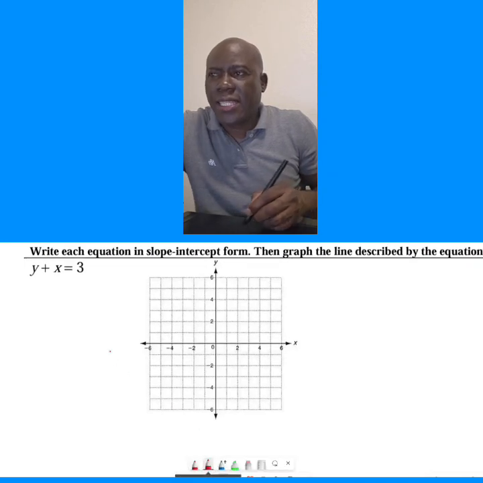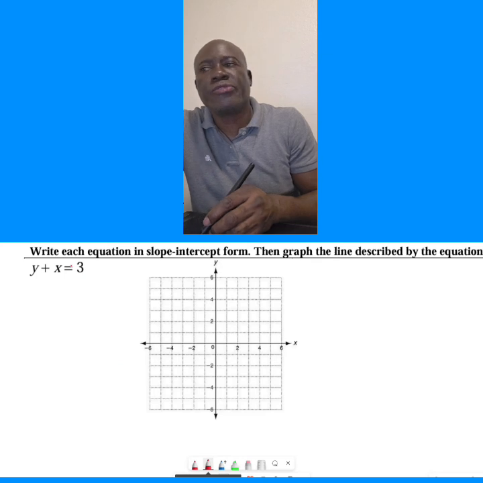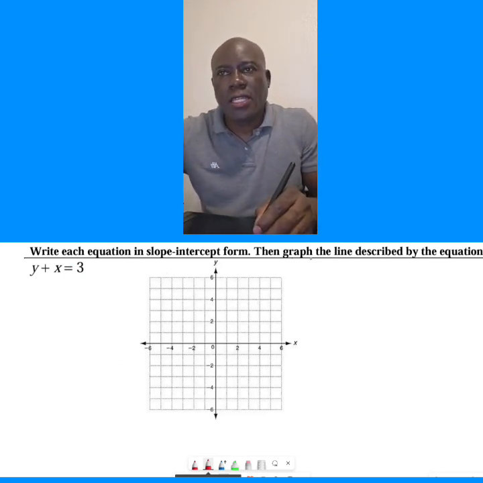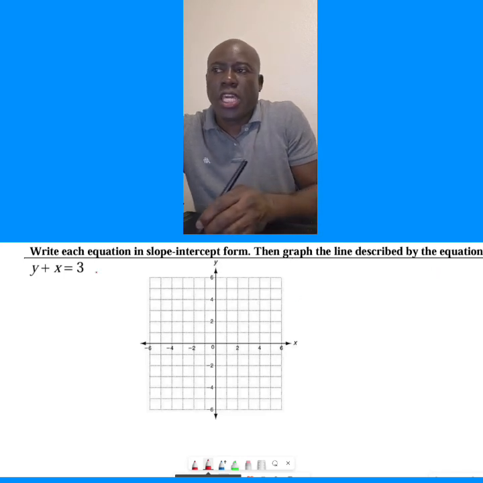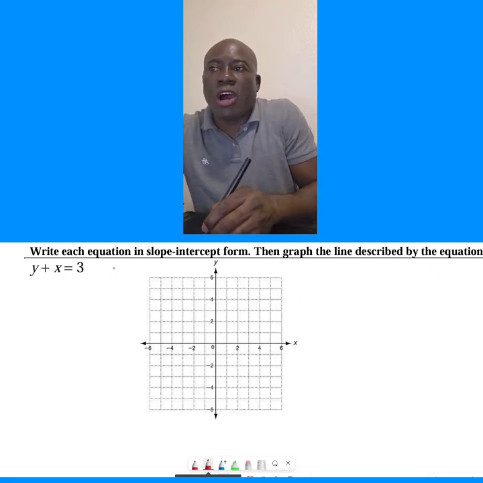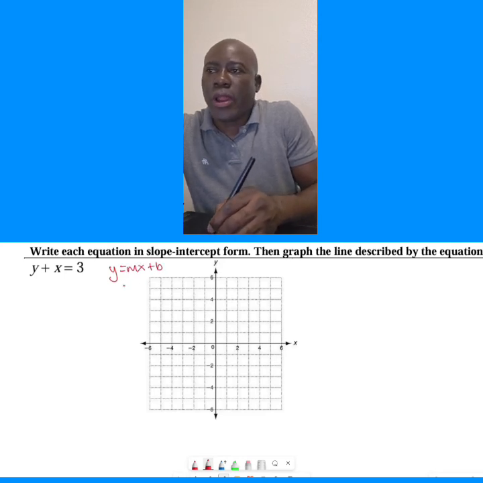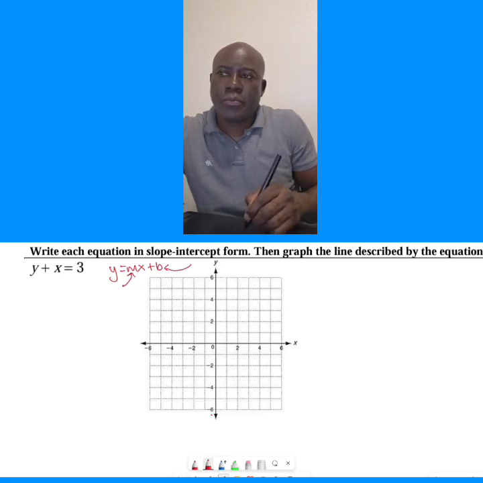Today what we're looking at is Algebra 1. What we're going to do here is write each equation in slope-intercept form, then graph the line described by the equation. In slope-intercept form, we're thinking of y equals mx plus b, where the slope is given as m and the y-intercept is given as b.